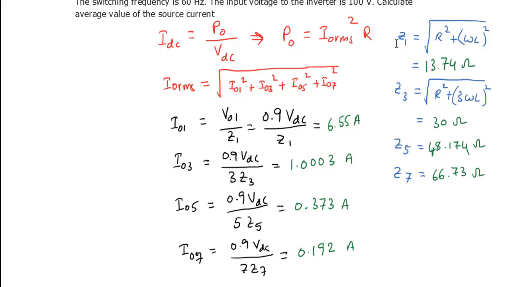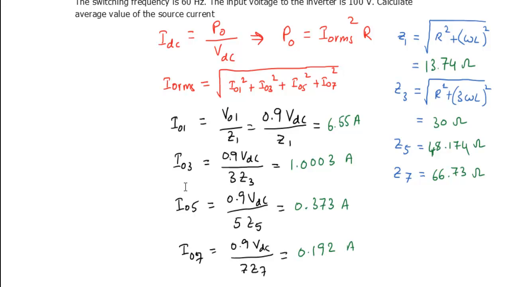So if you substitute the values and calculate, Z1 is 13.74, Z3 is 31, Z5 is 48.174, Z7 is 66.73. That means every time we need to keep that omega here: 1 time omega, 3 times omega, 5 times omega, 7 times omega. This is the only main issue in the calculation. Once you got this, then you can calculate I01 as V01 by Z1.